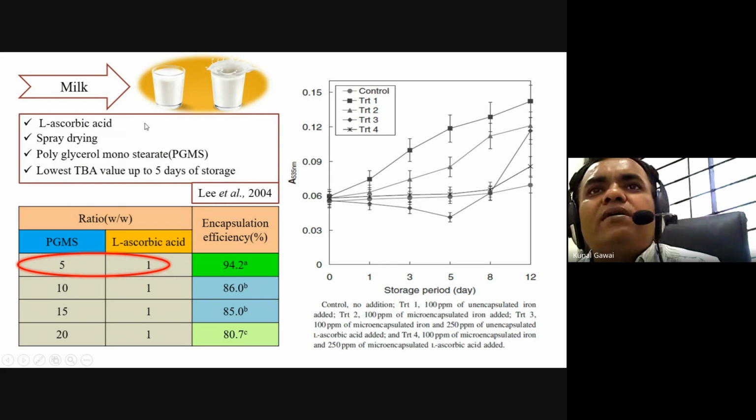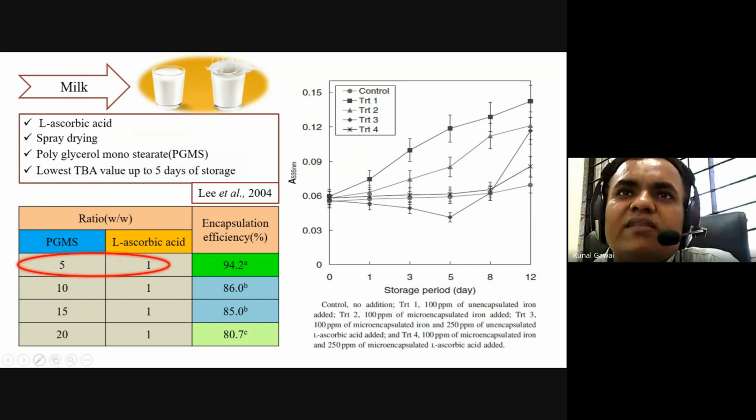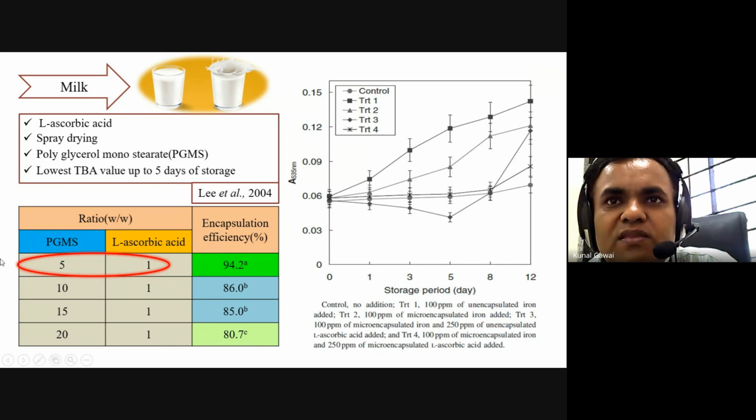In the case of milk, someone tried L-ascorbic acid by spray drying with polyglycerol monostearate, and they observed the TBA value. Their observation showed that encapsulation efficiency, particularly with the ratio 5:1 of PGMS to L-ascorbic acid, gives maximum encapsulation efficiency of about 94%. So this is quite good microencapsulation efficiency. We can say this combination is good when we want to incorporate both these compounds.